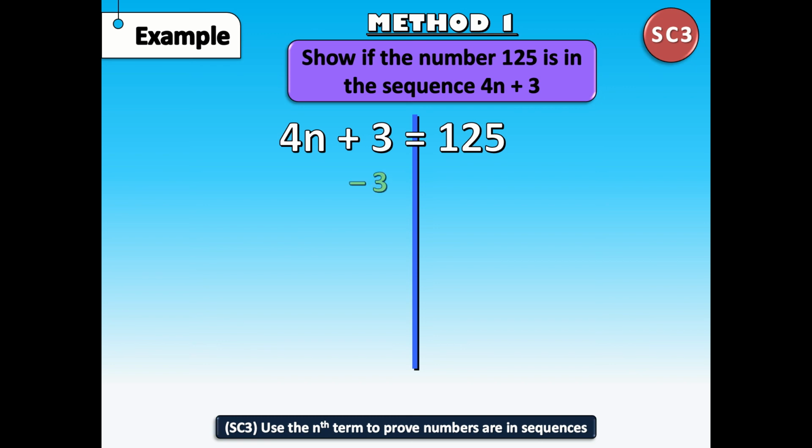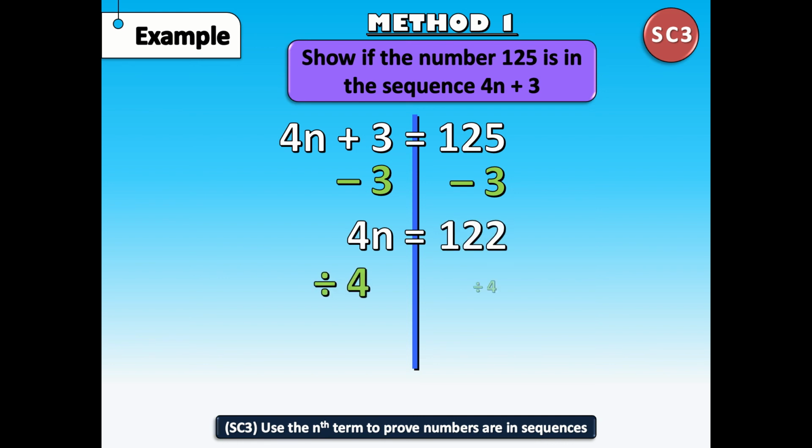So to solve it, we take 3 off both sides. So 4n equals 122. Then we divide both sides by 4. So n equals 30.5. So because n is not a whole number, that means 125 is not in the sequence 4n plus 3.